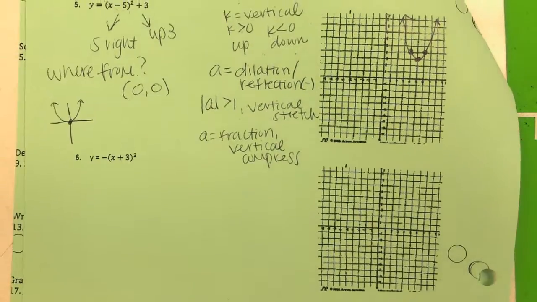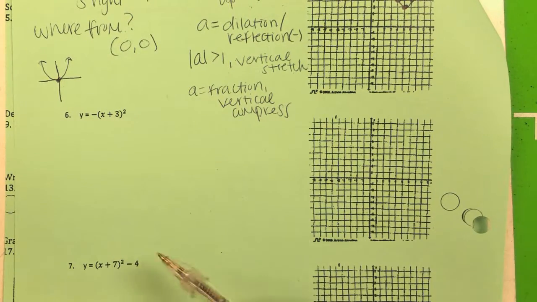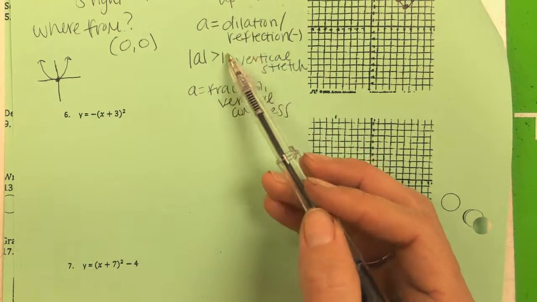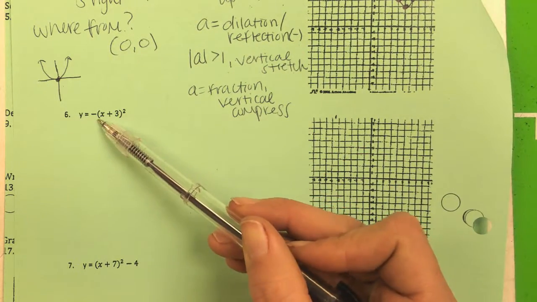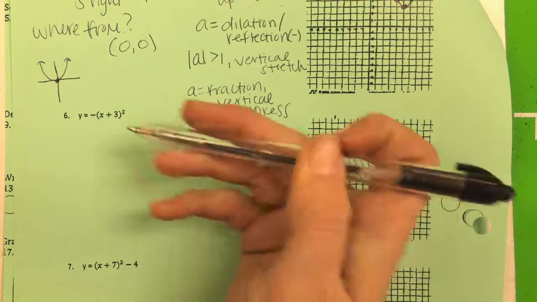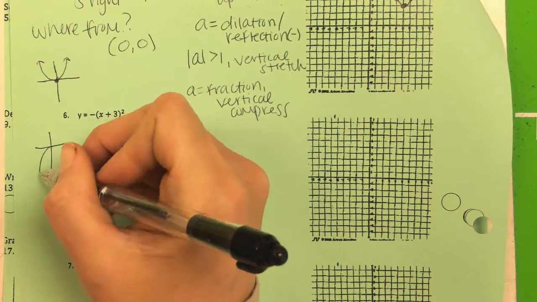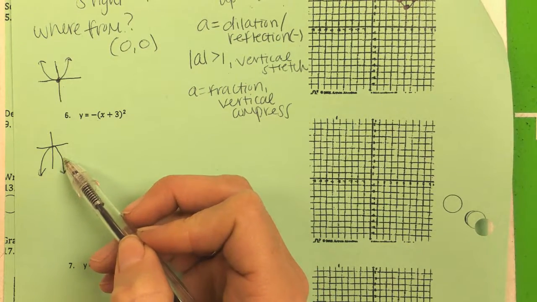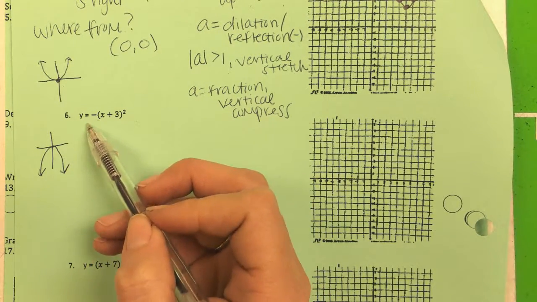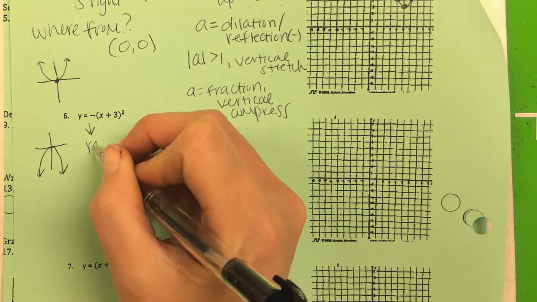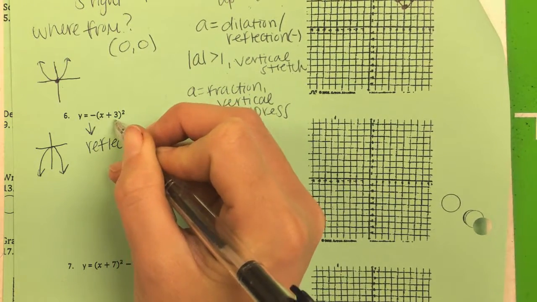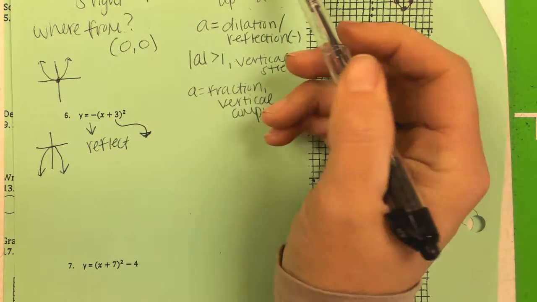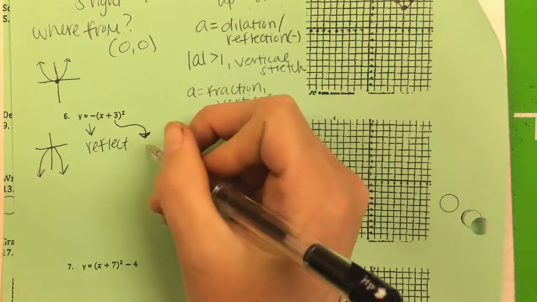Alright, so for the next one, we have two things going on. This negative out front, which is in our a spot, is either going to be a dilation or a reflection. Well, the negative means, if you recall, that the parent graph is going to be flipped upside down if there's a negative out front. That's called a reflection across the x-axis. So the negative is going to reflect it, or flip it upside down. And then the 3 on the inside is going to move on the x-axis. Because h is greater than 0, it's going to move it 3 to the left.